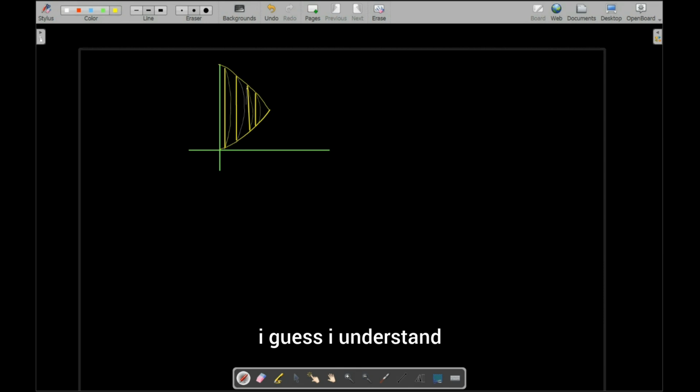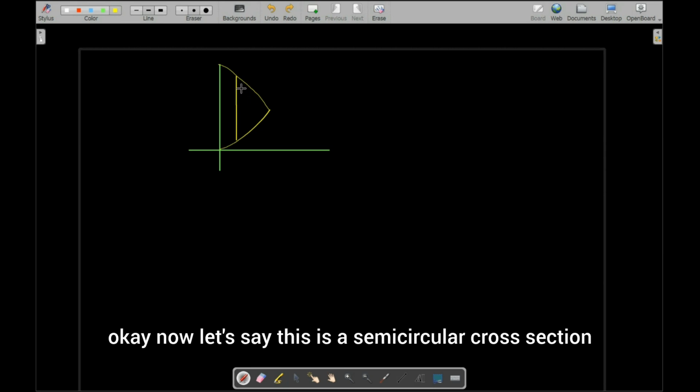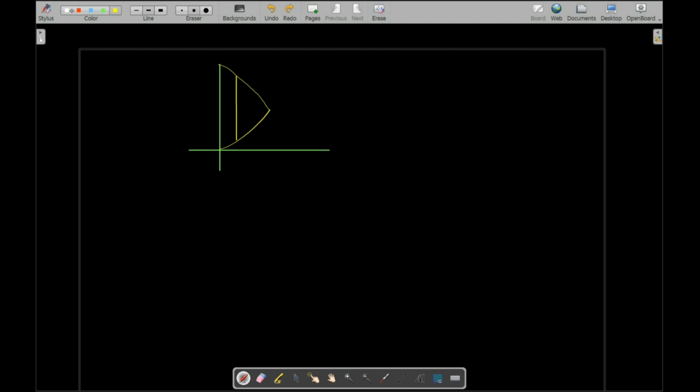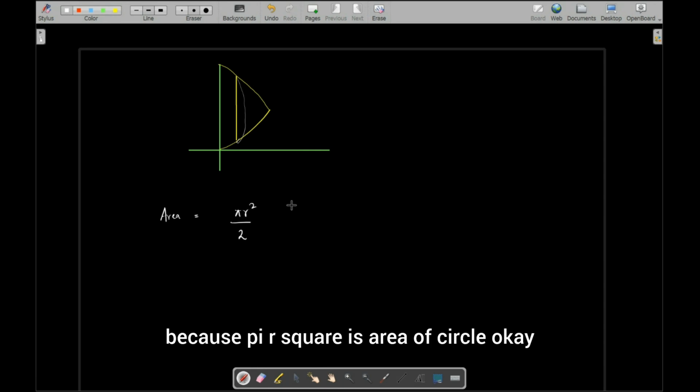Yes, I understand that part. I just don't know how to solve. Find the volume. Yes. Okay. Now let's say this is a semicircular cross section. What we will do is try to find the area of this cross section. So this is a semicircle. Now we know that the area of a semicircle is pi r squared over 2, right? Yes. Because pi r squared is the area of a circle.